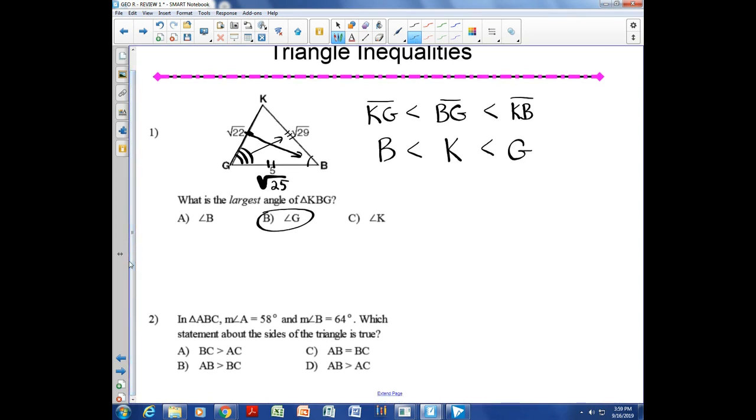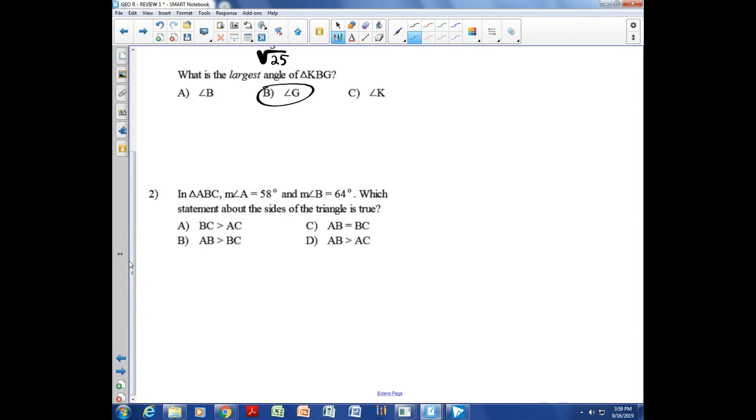Now, exercise 2 is one that we're doing in the opposite direction. Here they're giving me 2 angles, and they want to know something about the sides. So whenever they give me 2 angles of a triangle, I'm going to make a little table. If they give me the name of the triangle, I'll write it out. Angle A, angle B, and angle C. And here they're giving me the measure of angle A is 58 degrees, and the measure of angle B is 64 degrees.